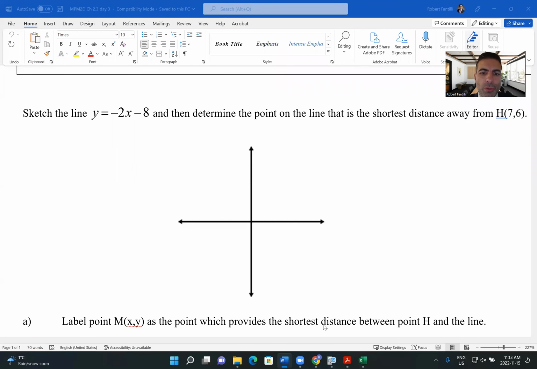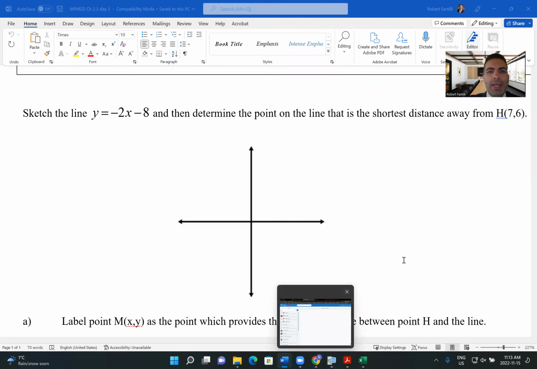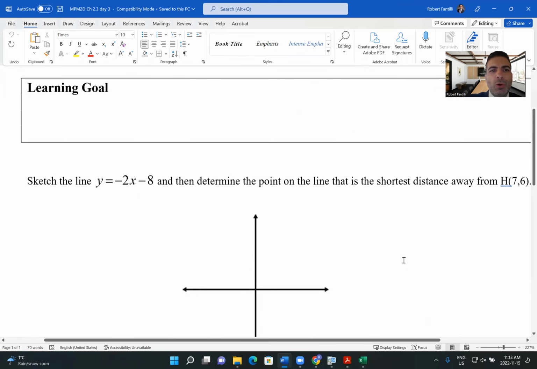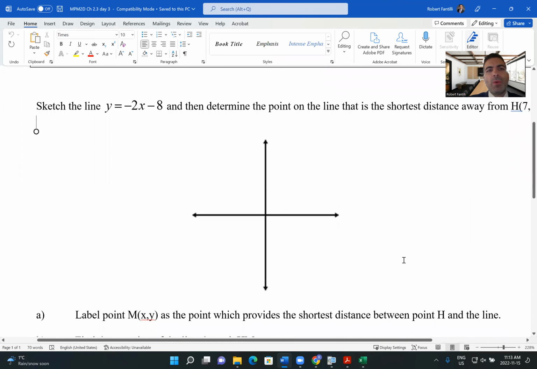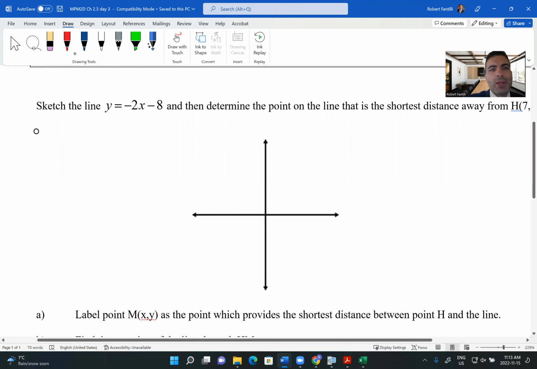Okay, boys, so we're going to look at 2.3 day 3 together. And first question, by the way, the learning goal is the same as last day. We're on the third lesson, so the learning goal hasn't changed. We want to sketch this line that is y equal negative 2x minus 8.